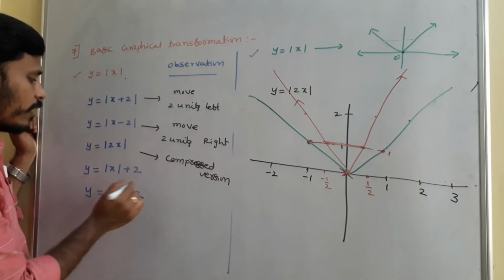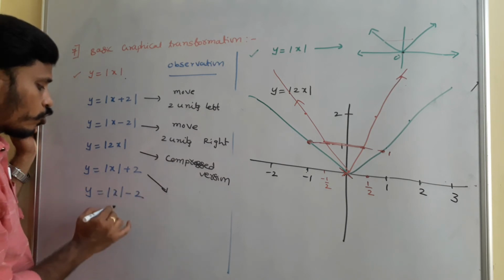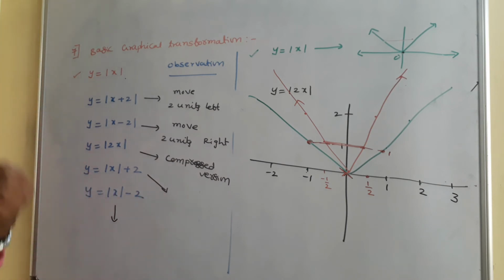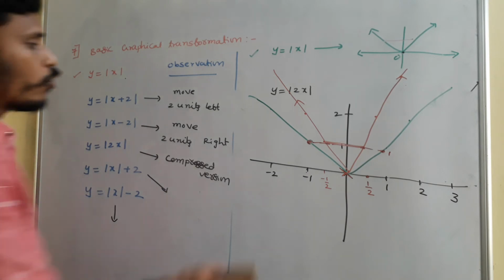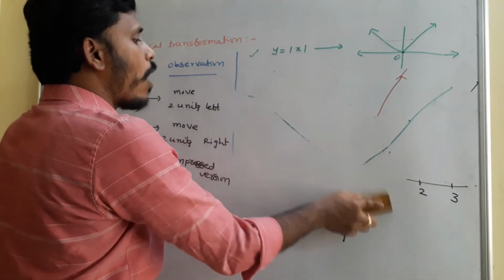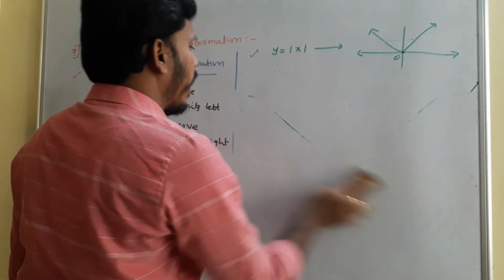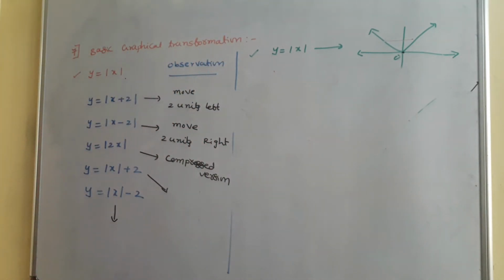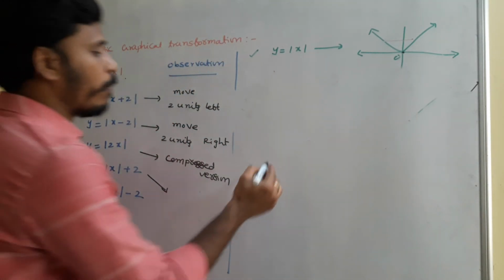Right. Then you just think about the graph of y is equal to mod x plus 2. To observe the graph of y is equal to mod x plus 2, again the one and only way is to sketch the graph by taking different values. You just take different values in the place of x.